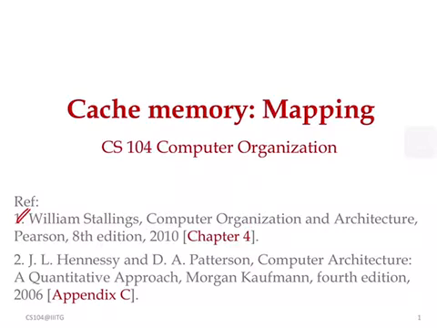So, the reference for today's discussion will also be the same, the William Stallings book, and a few things from the Hennessy and Peterson.